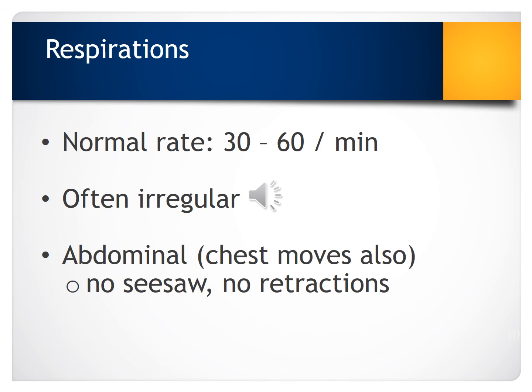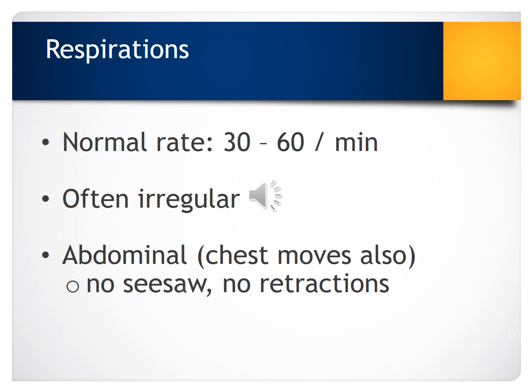When counting newborn respirations, you should know that normal respiratory rate is anywhere between 30 to 60 breaths per minute, and it's often irregular. So when we're counting respirations, we should count for a full minute. Because of this irregularity, we can't do the count for 15 seconds and multiply it times 4, because they don't have a normal breathing pattern just yet.